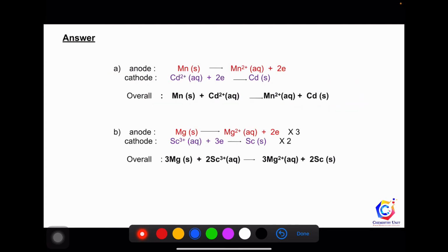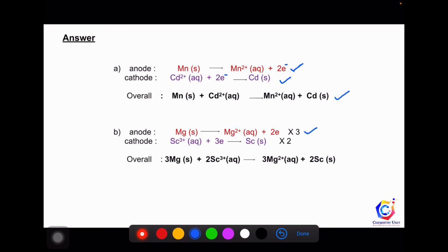So, for the first question, the oxidation was from Mn solid to become Mn2+, and the reduction reaction was from Cd2+ to become Cd solid. Since the electrons on the left hand side as well as the right hand side is balanced, therefore, we can combine both the equations to give us the overall equation. For the next question, it was magnesium that is being oxidized into magnesium 2+, whereas at cathode it was Sc3+ being reduced into Sc.